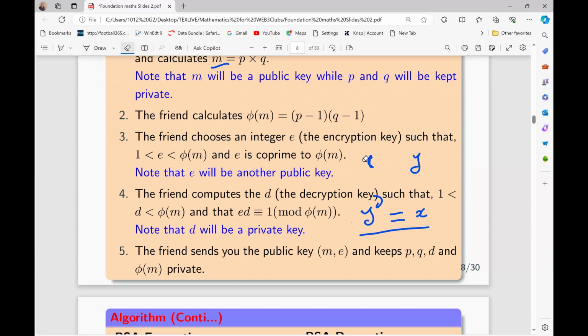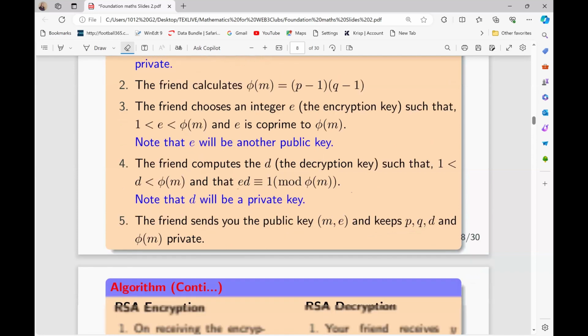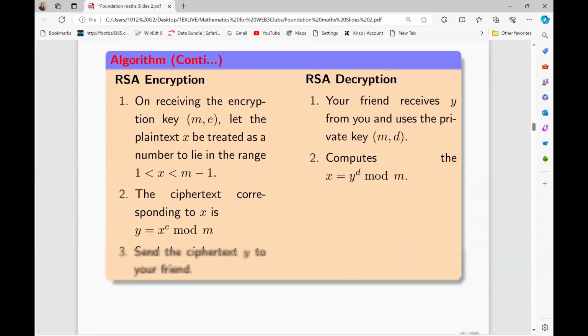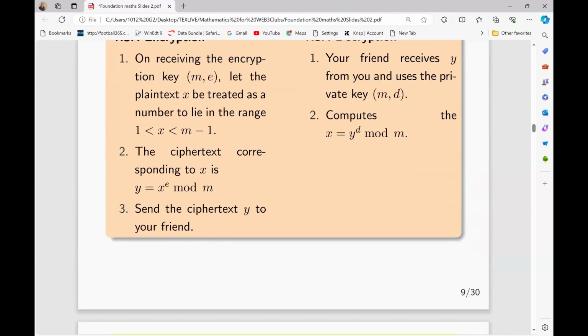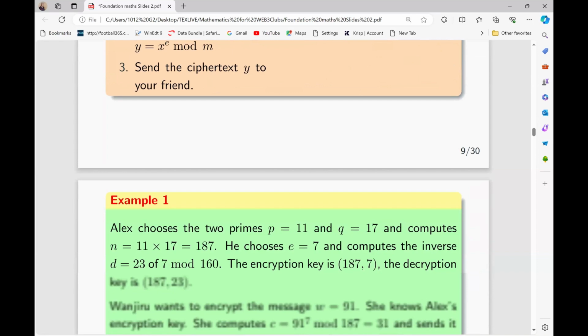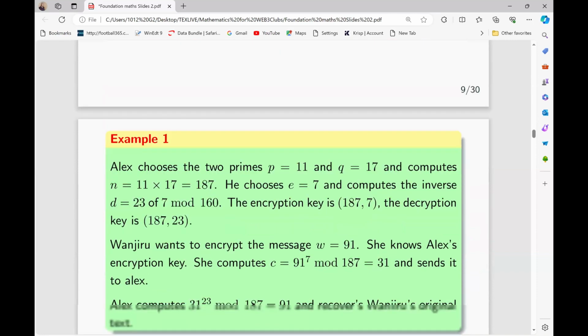In fact, that was the second example we're looking at, because the first one we had looked at before looking at this algorithm. So let me just go to that example. It's below this algorithm. The algorithm we've already seen, the encryption and the decryption. Now, I was talking of this guy called Alex. He has these two prime numbers.